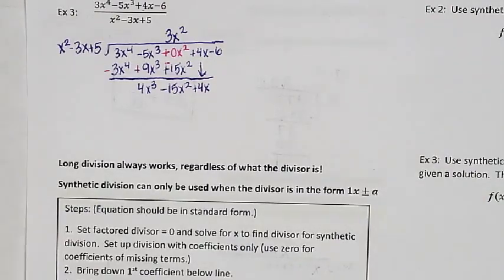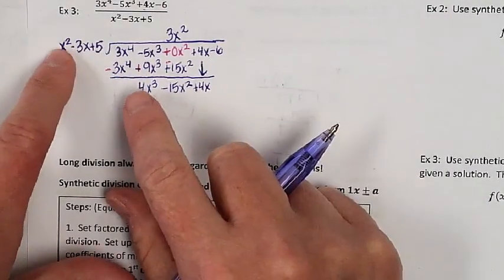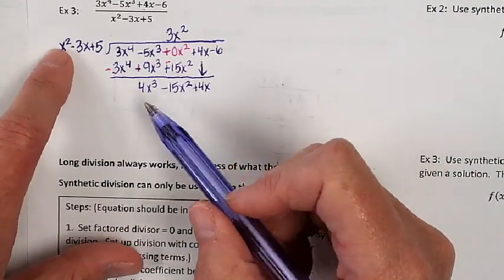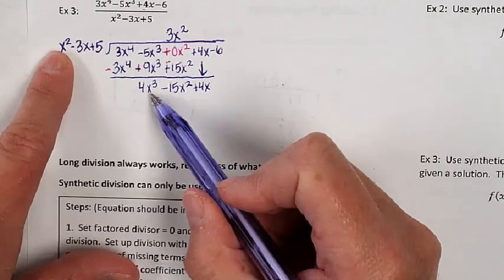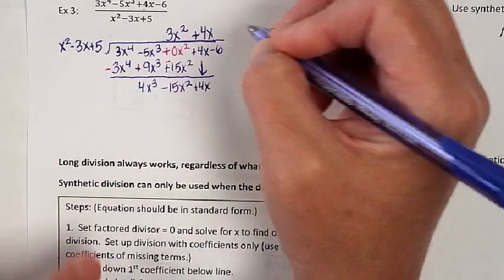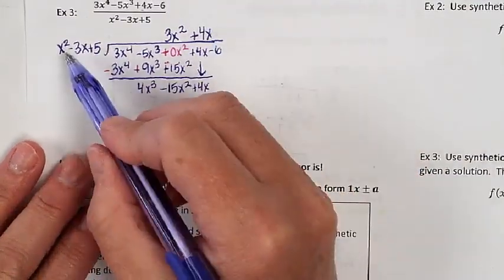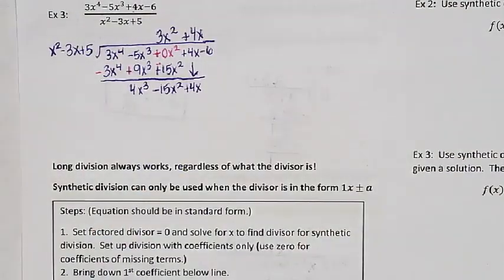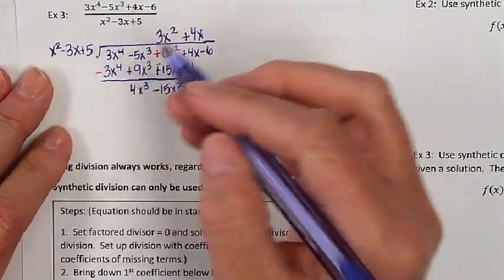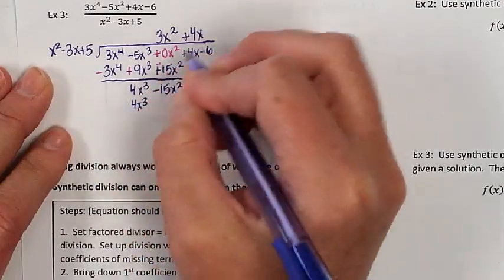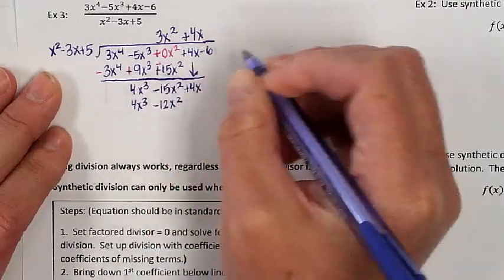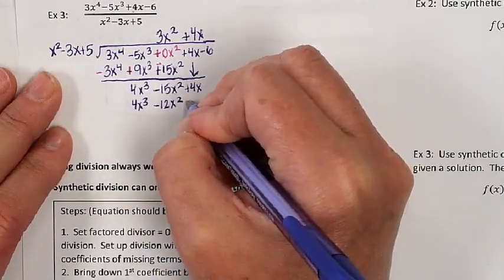Now we're going to get the x squared with the 4x cubed. What do I need to multiply x squared by to get to 4x cubed? 4x, so plus 4x. Now I'm going to multiply 4x by x squared minus 3x plus 5. 4x times x squared is 4x cubed. 4x times a negative 3x is a minus 12x squared. 4x times 5 is a plus 20x.